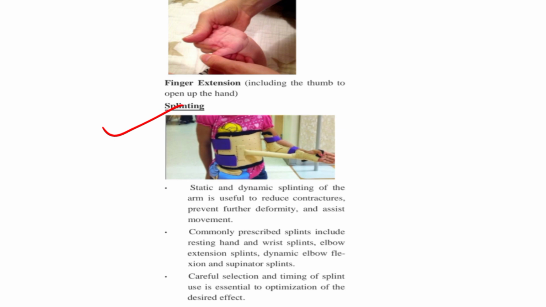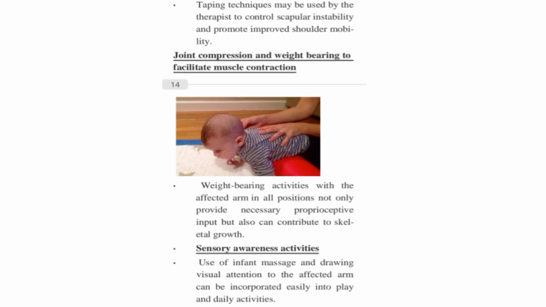Static and dynamic splinting of the arm is used to reduce contractures, prevent deformity, and assist in movement. Commonly prescribed splints include resting hand and wrist splints, elbow extension splints, dynamic elbow flexion, and supinator splints. These are all the upper limb splints we can use depending on the deformity. Careful selection and timing of the splint is essential to optimize the desired effect.